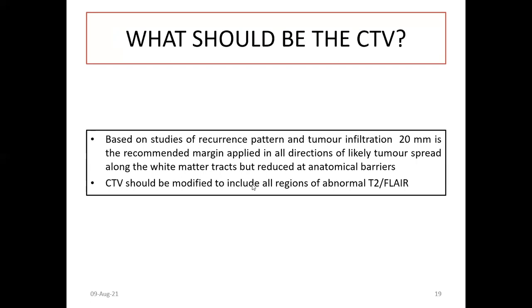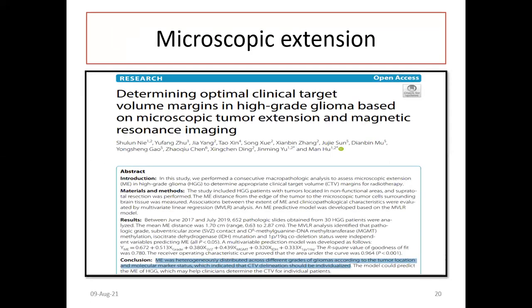What should be the CTV? Based on various articles, 2 centimeters is applied along the white matter tracts, but reduced with anatomical barriers, and the CTV is modified according to the T2 and FLAIR abnormality. Microscopic extension is heterogeneously distributed across the different types of glioma according to tumor location and molecular type, which indicates the CTV delineation should be individualized. But molecular-based target delineation is mostly on a trial basis. We have to use it very cautiously.